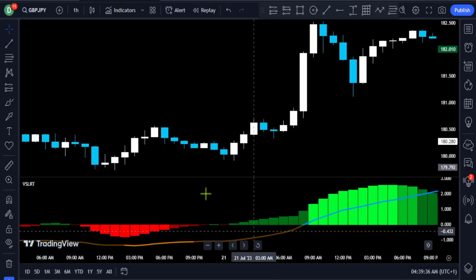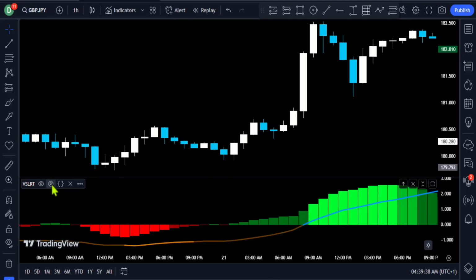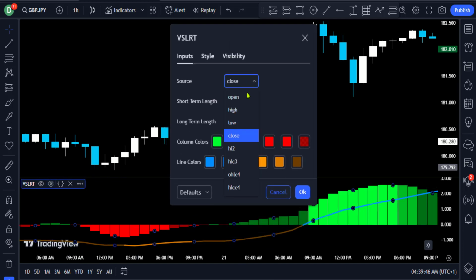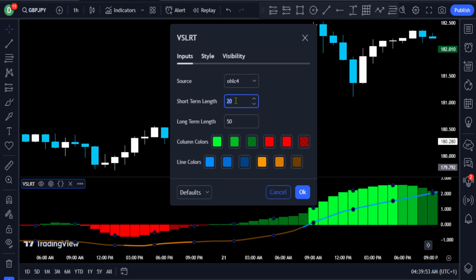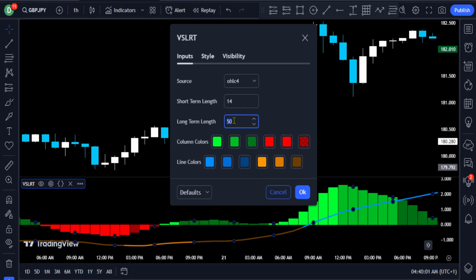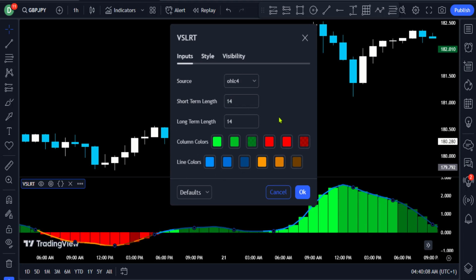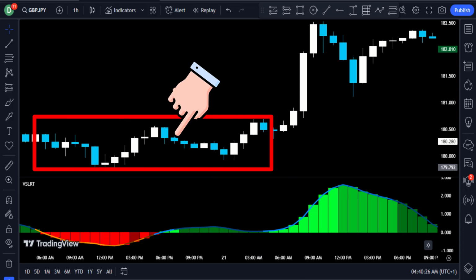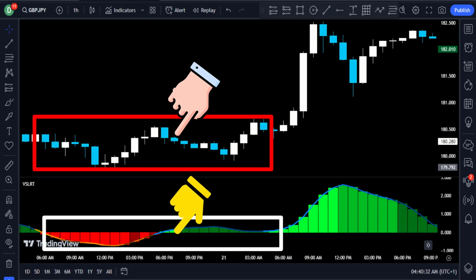Now, you are going to go to the settings of the indicator by clicking on this gear icon. Here in the input section, first you are going to change this source to OHLC4, then this short-term length to 14, and the long-term length to 14 as well. The style section doesn't have any significant setting to change, and then you will click OK. Here you can see that there has been no significant movement, but the indicator keeps telling you the volume of the buyers and sellers present in the market.